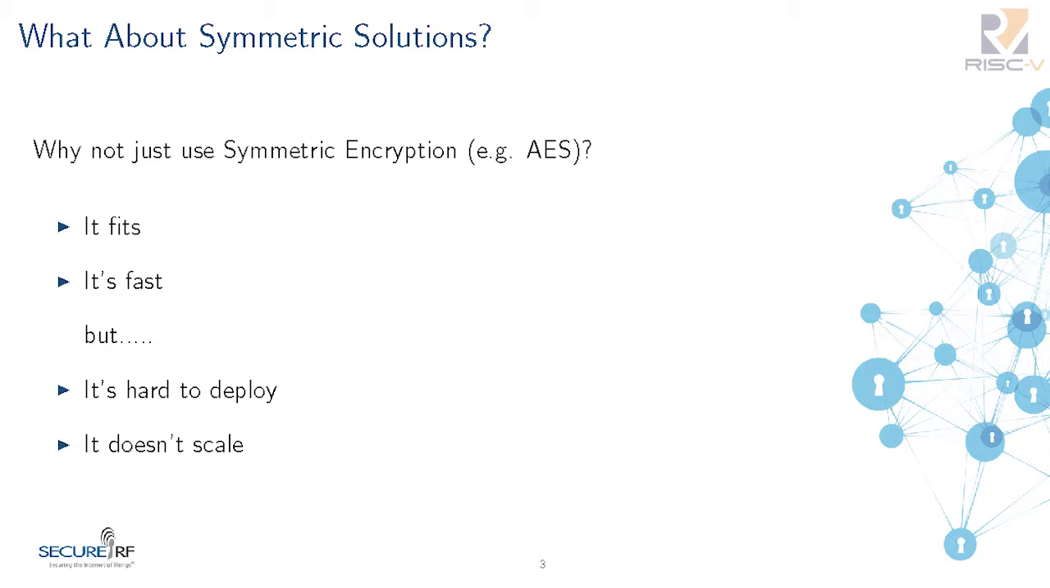Let's think about it. Well, let's go back a step to symmetric systems. Why not just use symmetric? A symmetric system, something like AES, the Advanced Encryption Standard, you have two entities that are talking to each other, and they share a key. You use symmetric systems every day when you have a secured Wi-Fi, because you have a password that's configured on the access point. You enter that password on your computer. It's the same key and same password, and that gives you access. Why not use it? It fits. It's fast. Great. Let's do it.